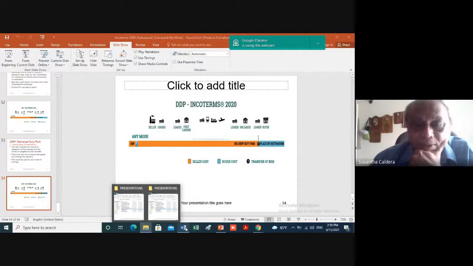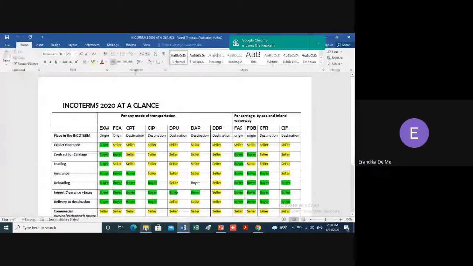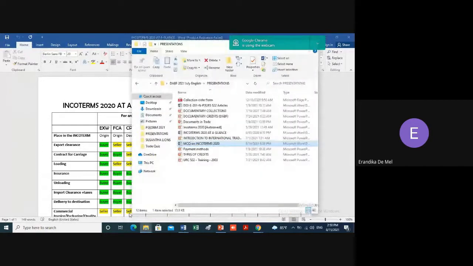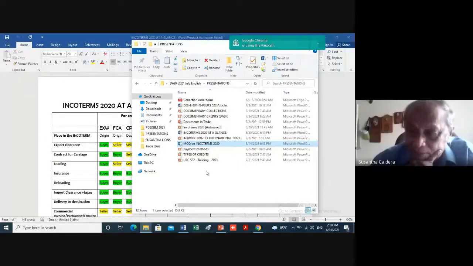Any questions? Ask me. So the difference between DPU and DAP is that in DPU the unloading cost is also borne by the seller, but under DAP not, isn't it? Or the other way around? Perfect. DAP is delivered at place.